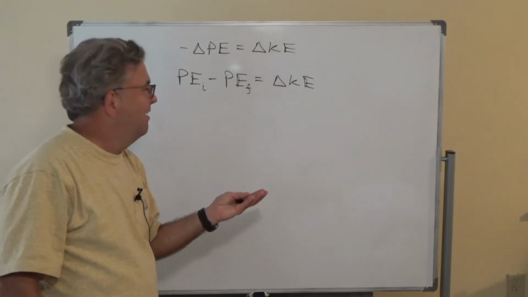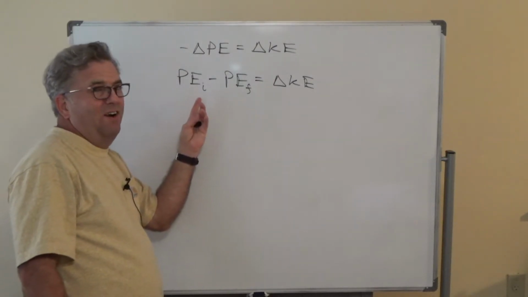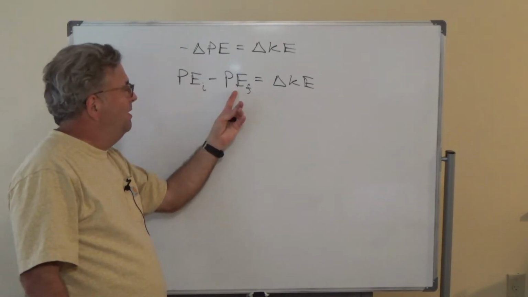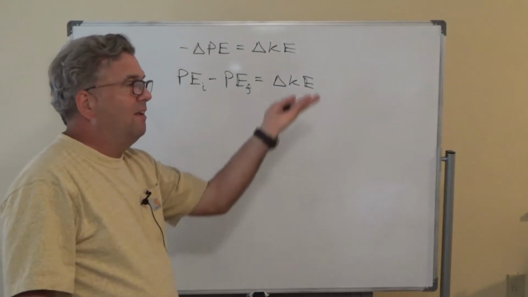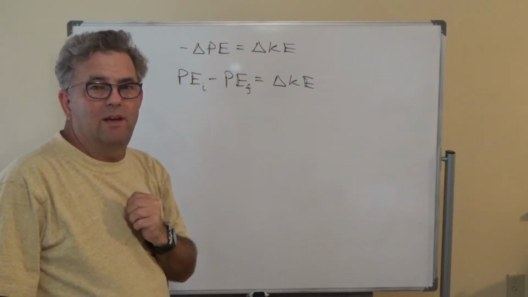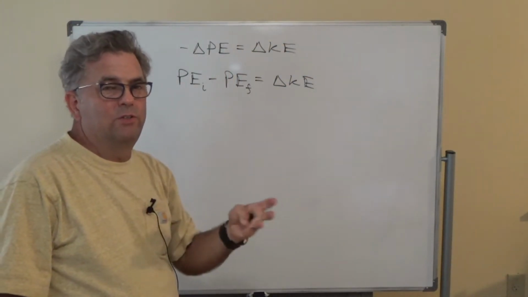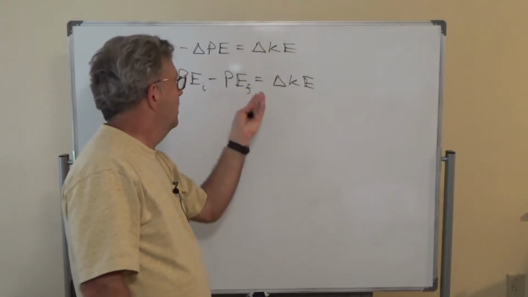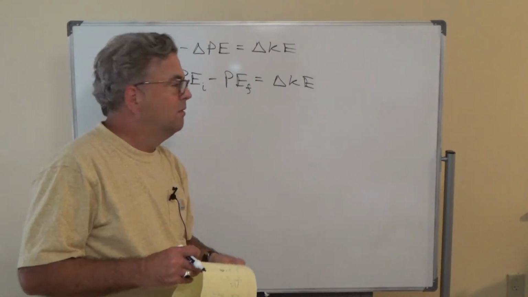If PE initial is less than PE final, that's like raising the object. Something had to do some work. Gravity did a negative amount of work. It slowed it down.